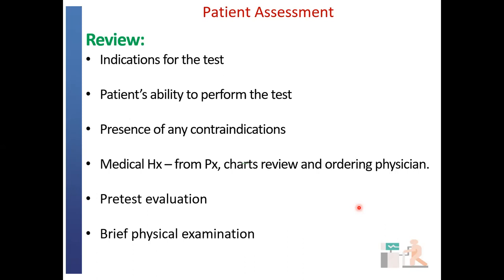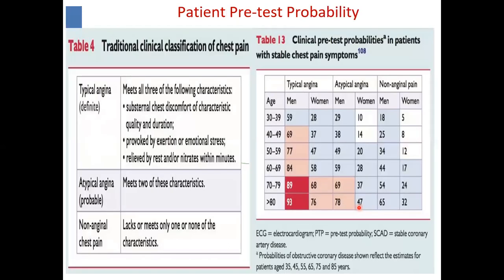Medical history from the patient, from the chart review, and also from the ordering physician is also important to be taken at this point. Conduct a pre-test evaluation and do a brief physical examination. We'll talk briefly about this pre-test evaluation. This pre-test evaluation has been found to affect the outcome of stress testing, and is a very important step in evaluating the patient, because that will tell us whether or not this test is appropriate for the patient. If we recall, the pretest probability in patients is a significant factor that determines whether or not the results we are going to get at the end of the day are reliable.